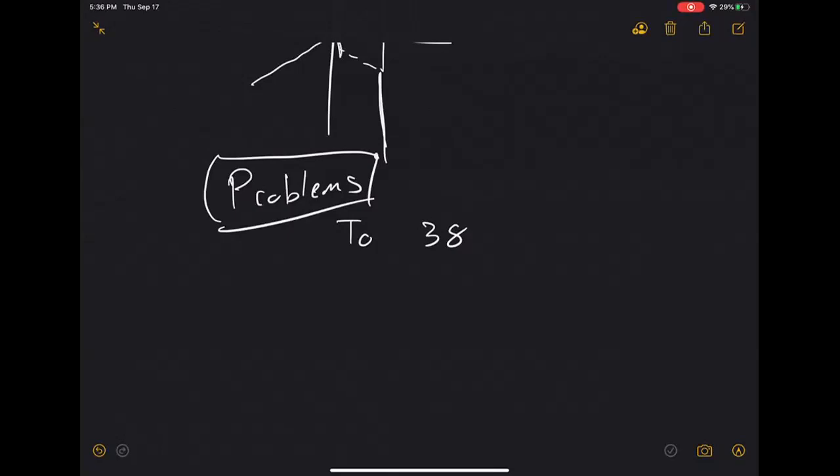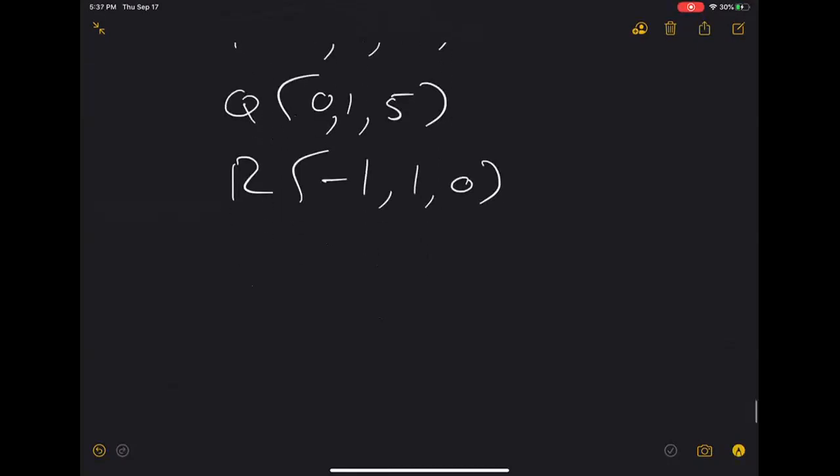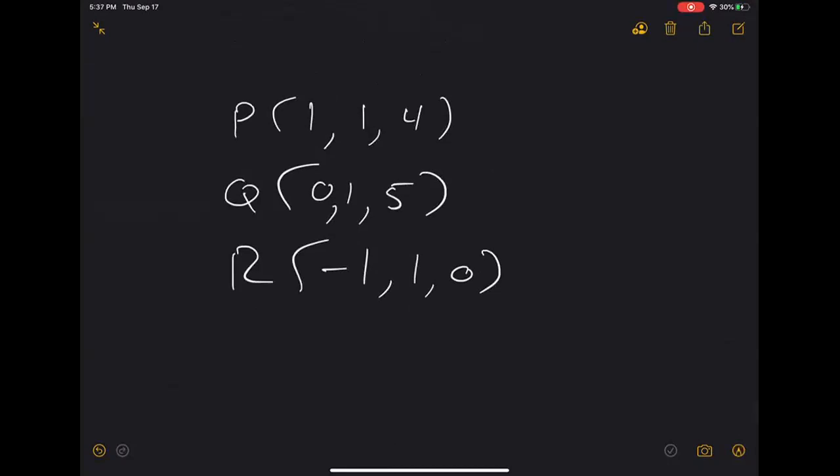Okay, so can we go over the 3 points plane problem again? What do you do after getting the cross product? Okay, so let's do a quick definite example. Let's say I have the point P, let's say that's 1, 1, 4. Q is 0, 1, 5. R is negative 1, 1, 0. Okay. Let's find the equation of the plane that contains all 3 of those points.